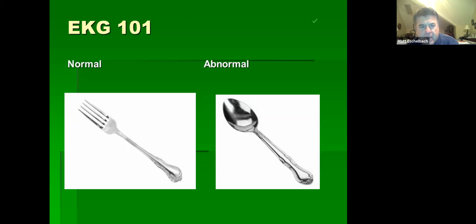So I'm going to ask you as we approach this, what you're looking at. Is it a fork or is it a spoon? Is it normal or is it abnormal? And once you get a good appreciation of what normal is, then abnormal becomes easy, and we just have to approach what's going on.